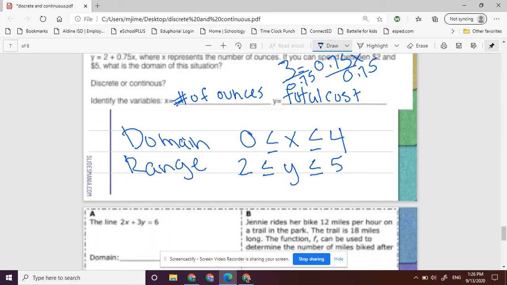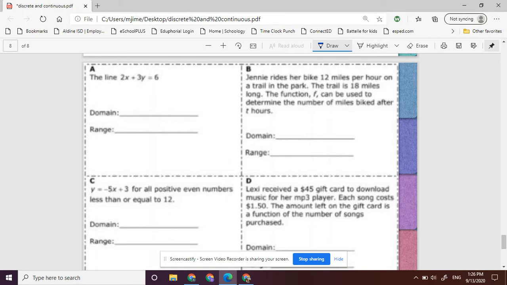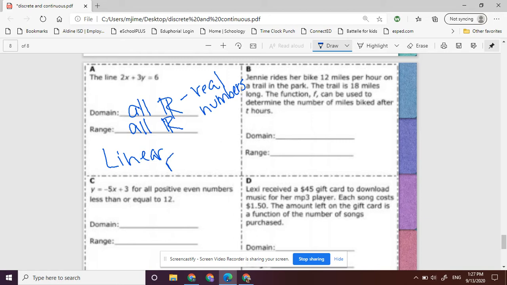All right, here we got these that we're going to practice with. This line is just an equation. It's not telling me anything else. So when they don't give you any limitations and they just give you an equation, it's going to be all real numbers. That's what this right here stands for, real numbers. Anytime they give me an equation and they don't give me any limitations, it's going to be all real numbers. And this is unique to linear equations, linear functions, and this is what we're talking about right now.